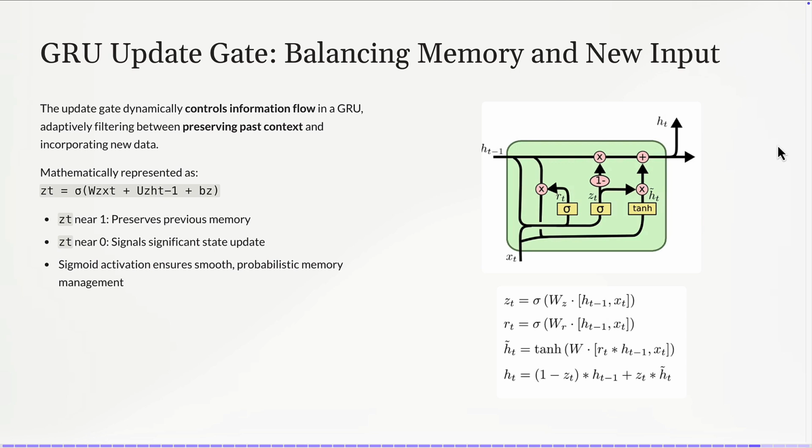Okay, and then the H tilde of T is the tanh of the weight matrix, multiplied by the output of the sigmoid, multiplied by the previous H(T-1) and XT. So here the reset was applied only to the hidden state.